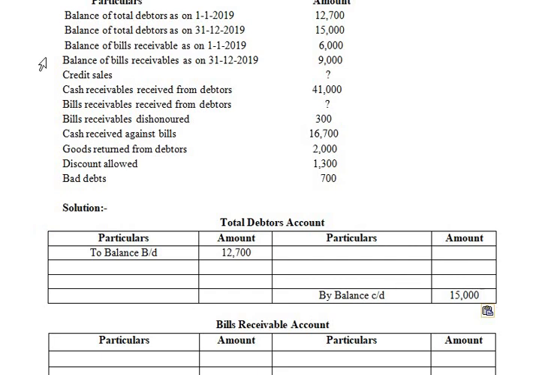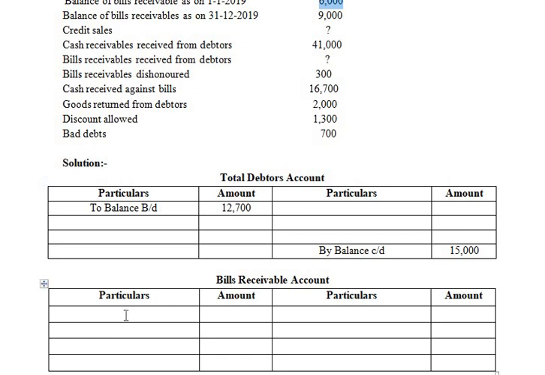All right. Next, balance of bills receivable as on 1st Jan 2019 is 6,000. So this is nothing but opening balance of bills receivable. So where will it come? To bills receivable account. So to balance brought down. And what is the amount? The amount is 6,000.